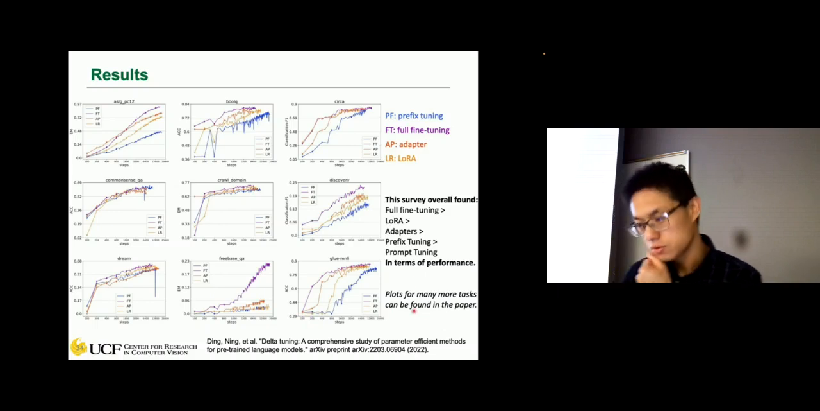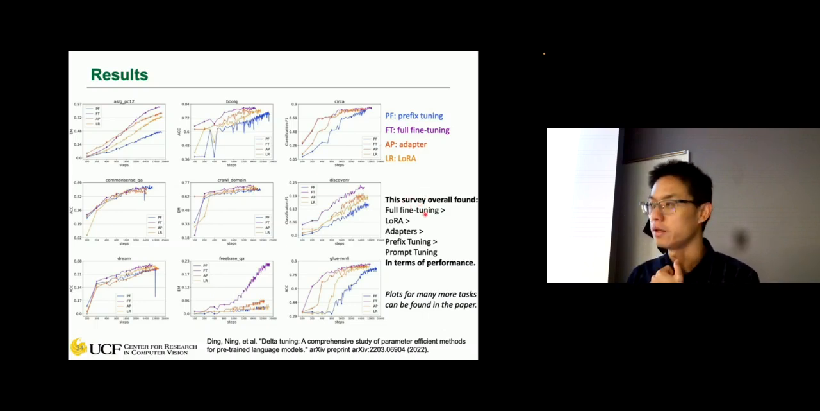Their paper also did some very comprehensive experiments. They have some general findings, so this is the overall trend they find. In their experiment, they find that full fine-tuning has the best performance compared to LoRA, and LoRA is better than adapter, which is better than prefix, which is better than prompt tuning, okay?